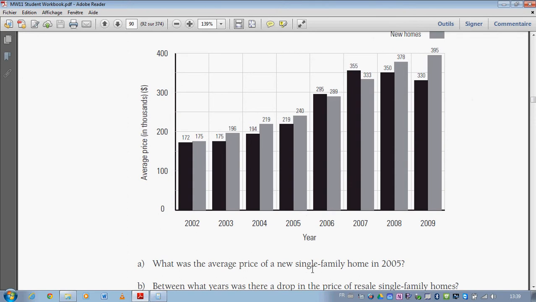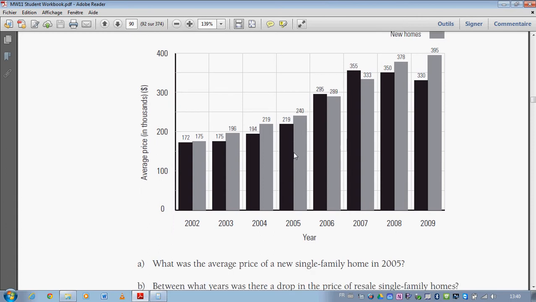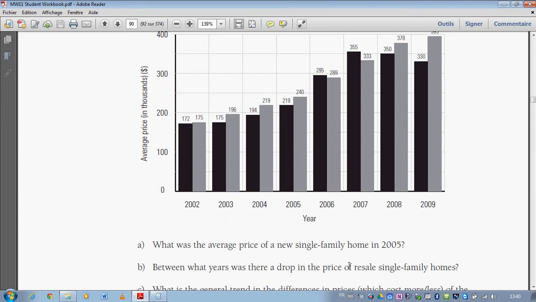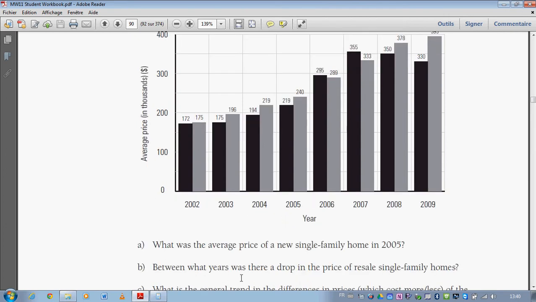What was the average price of a new single-family home in 2005? So 2005 is right here. The new home is the one in the gray, so it was $240,000. Between what years was there a drop in the price of resale single-family homes? So resale homes are the black ones, so between what years was there a drop?